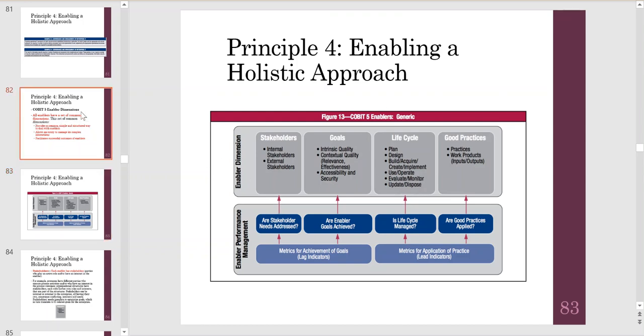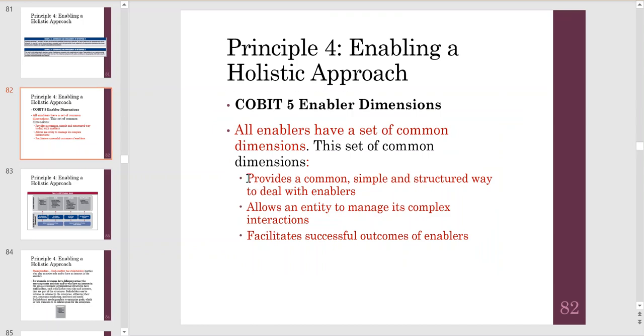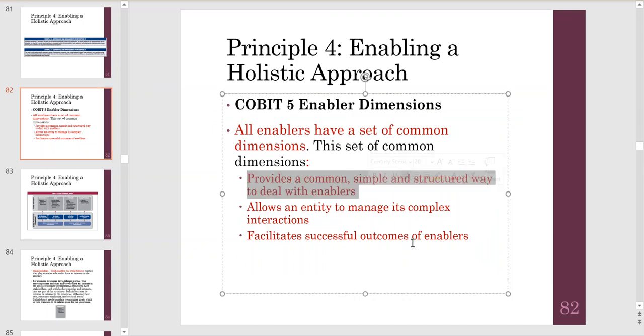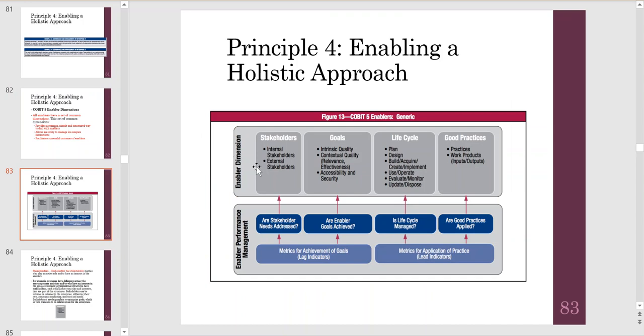The dimensions are helping in this one. The key message here is to provide a common, simple, and structured way to deal with enablers. That's it, so don't go into more details. Each enabler has dimensions. Stakeholders is one dimension. Dimension two is goals, then life cycle, and good practices.